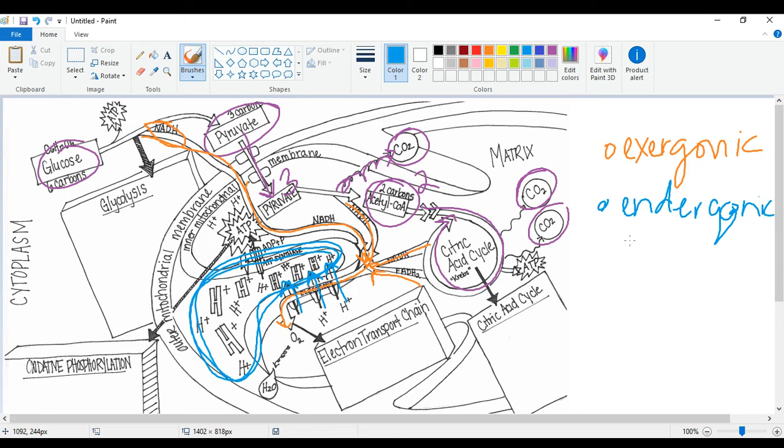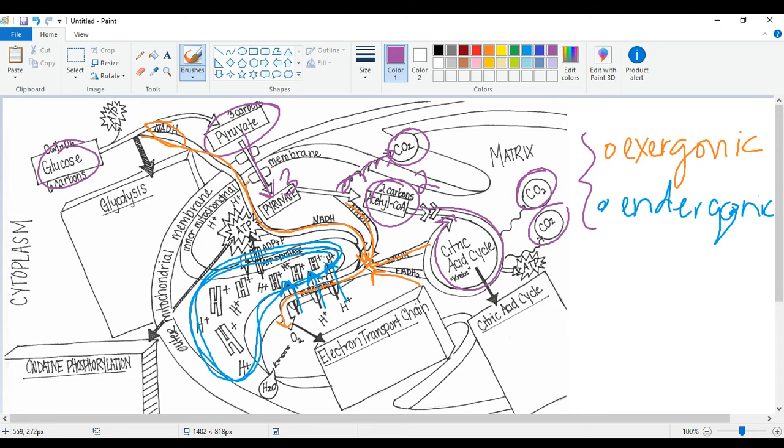So this is a form of energy coupling where we use an exergonic reaction to provide energy for an endergonic reaction. So we're using the release of energy from the electrons flowing through these proteins to drive the endergonic pumping of hydrogens across the membrane, again, from an area of low concentration to an area of high concentration. This is active transport. They do not want to do this.